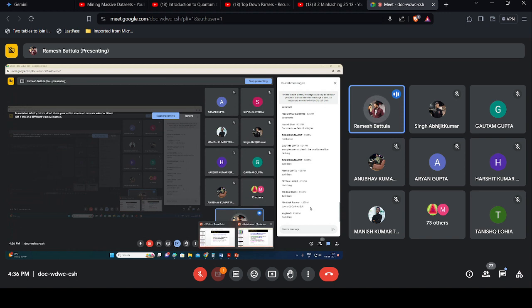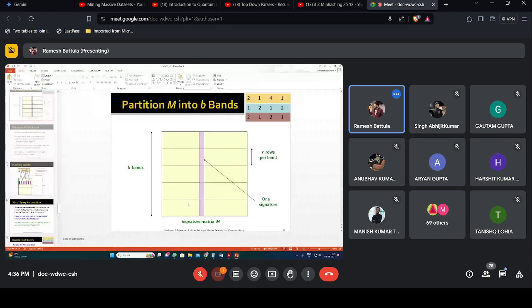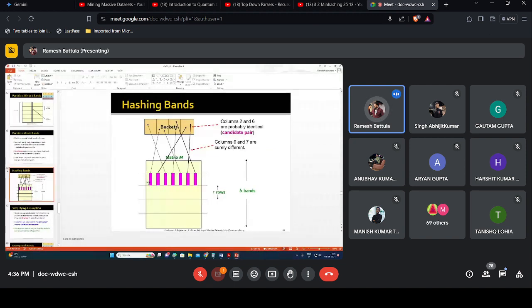How are we going to compute the candidate pair? The candidate pair we are going to compute. Suppose here you need to check. Here you need to check. So here, each document again you need to keep in a row.